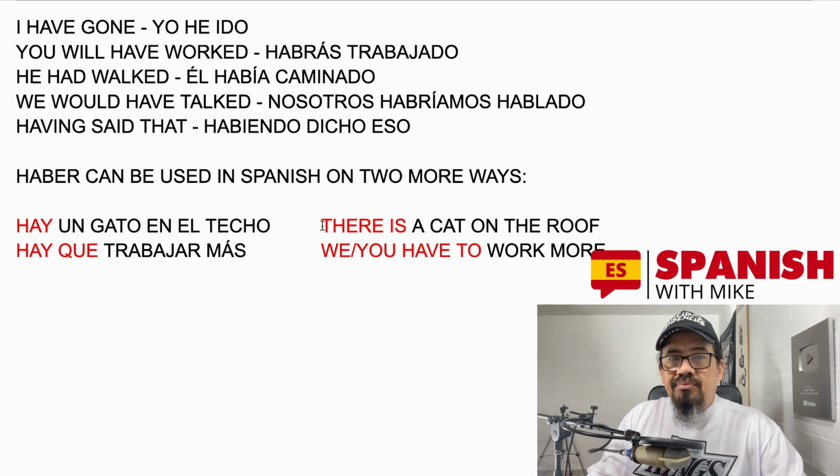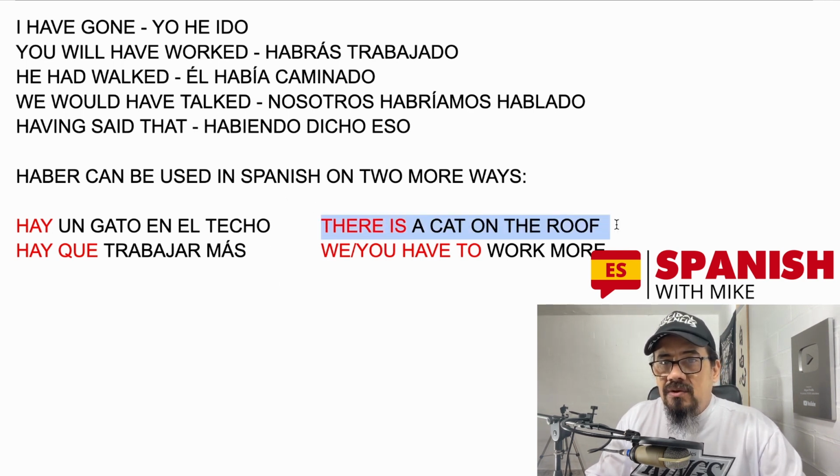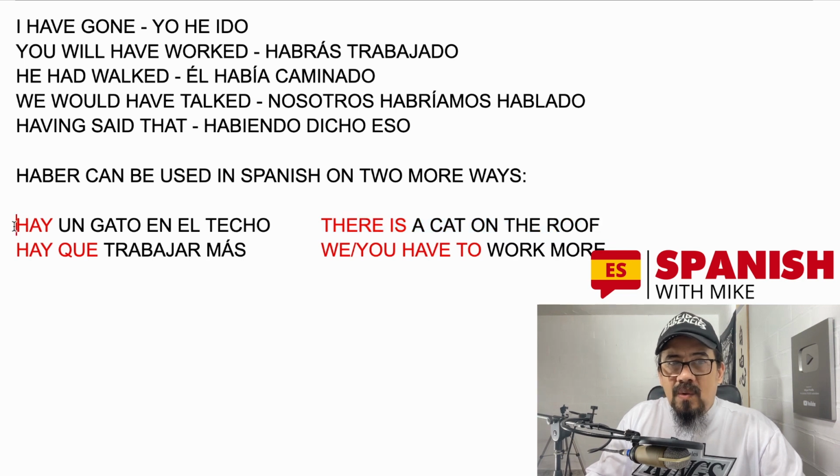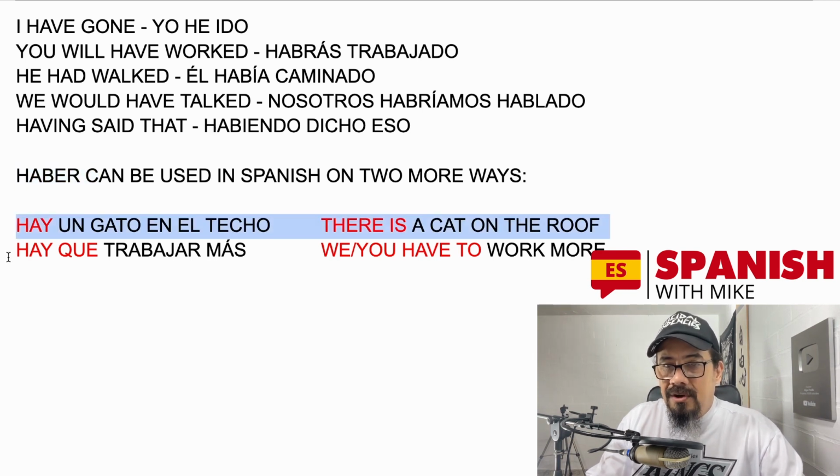We can express there is a cat on the roof. Hay un gato en el techo. This is what we call in Spanish el verbo impersonal haber. Pretty much something like the impersonal verb haber, right? Hay un gato en el techo. The form there is, there are, is in Spanish also translated as hay, a form of haber. This is going to be the subject for another video.